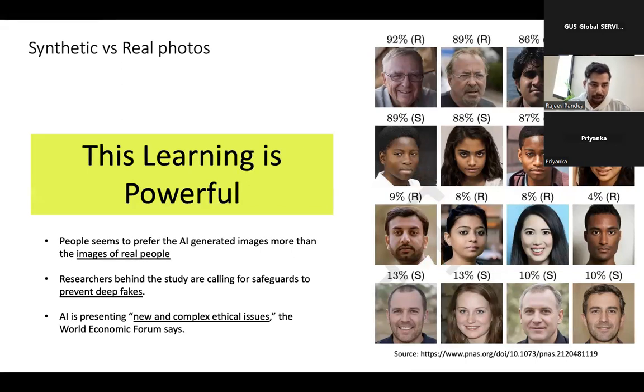Now what came out as a result of this study? Research came out that people seem to prefer AI generated images more than images of real people. And when I say prefer, they were likely to trust AI generated images more than the real images, right? Researchers behind the study are calling for safeguards to prevent deepfakes.